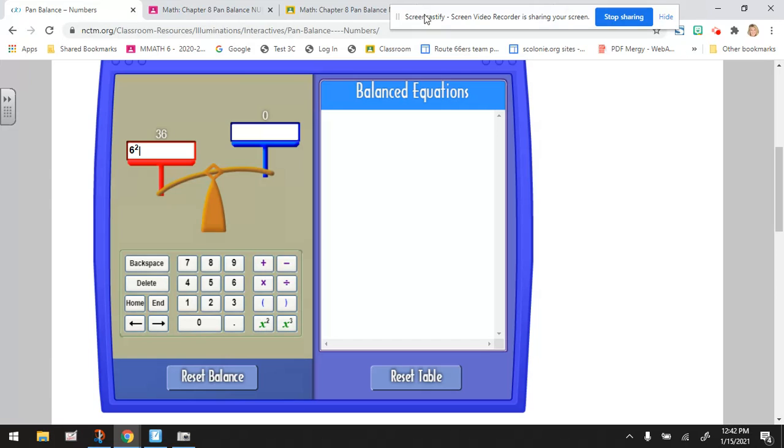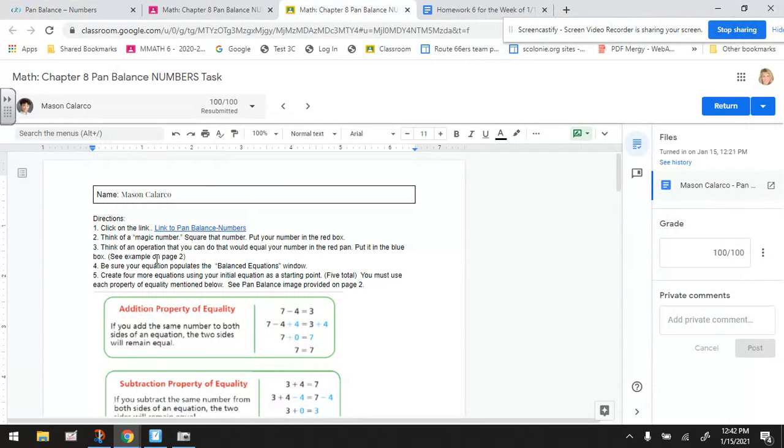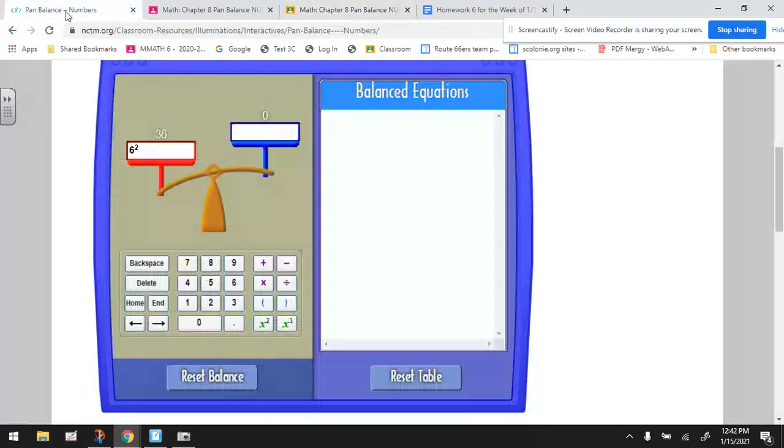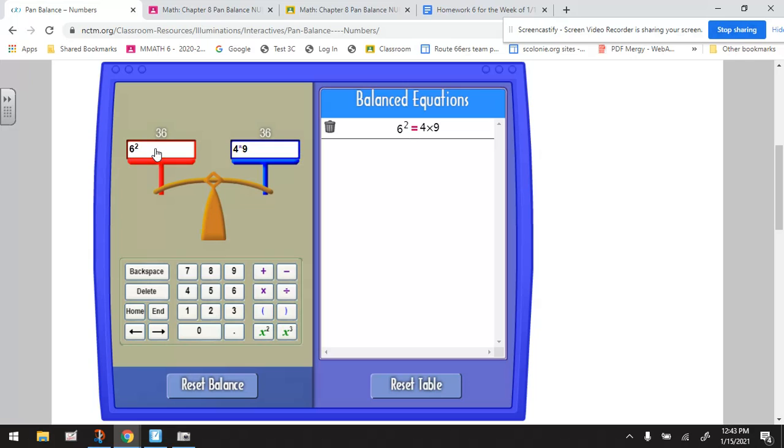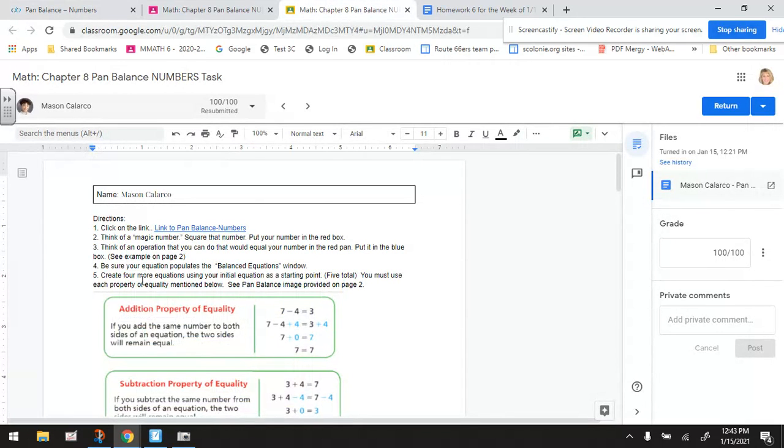Now the next part, if we read the directions, it says, think of an operation that you can do that would equal your number in the red pan. Put it in the blue box. Now I'm going to recommend that you do things that would be a multiply. So in this case, we want to find 2 factors of 36. I'm going to choose 4 and 9. That would equal 36. I'm going to put that in the blue box. 4 times 9. And see how it balances out? All right, so that's my starting equation, and if it's in fact equal, then you'll see it populate over here in the balanced equations.